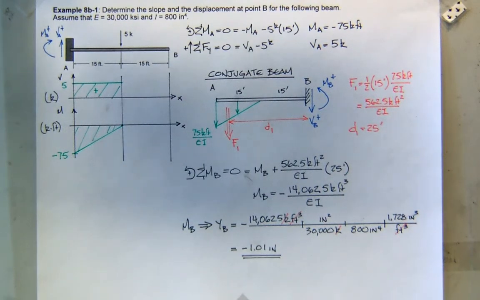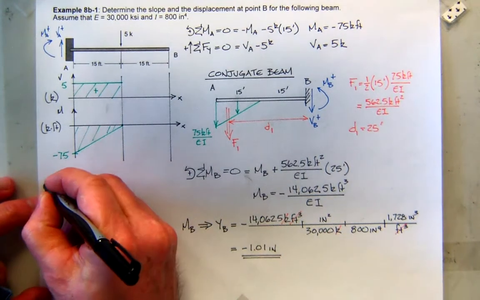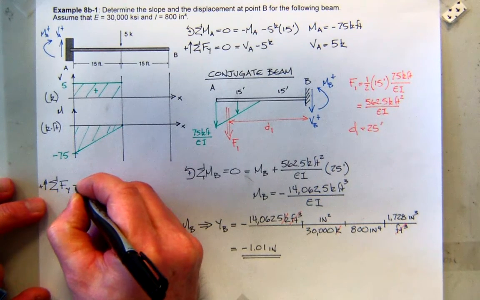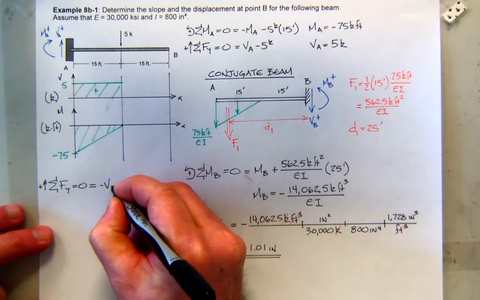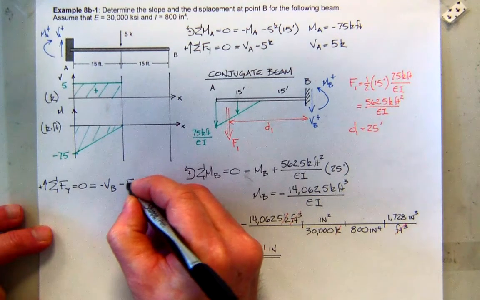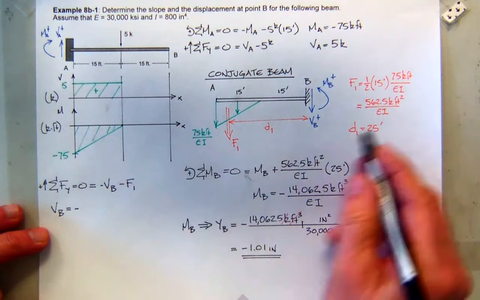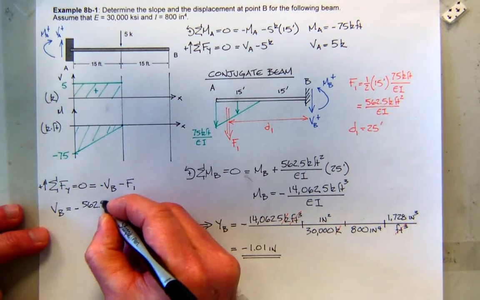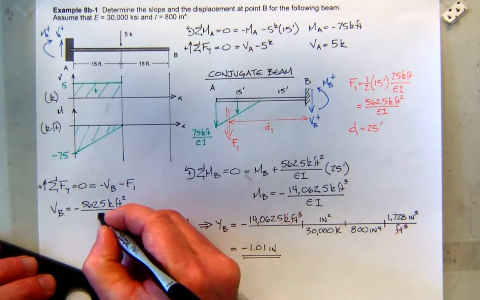How do I find my slope? I just sum forces, right? So if I sum forces in the y direction, what do I have? Well, I have my shear acting down, and then I have my value for F1 acting down. So that means the shear at B is equal to minus F1. F1 is 562.5 kip feet squared divided by EI.